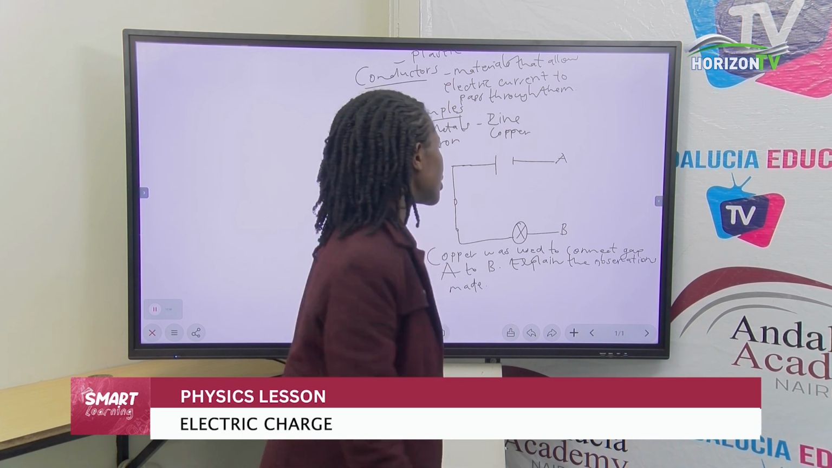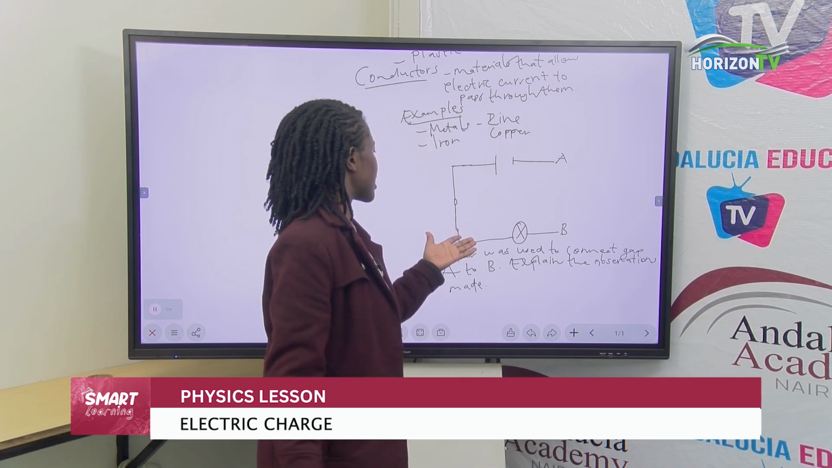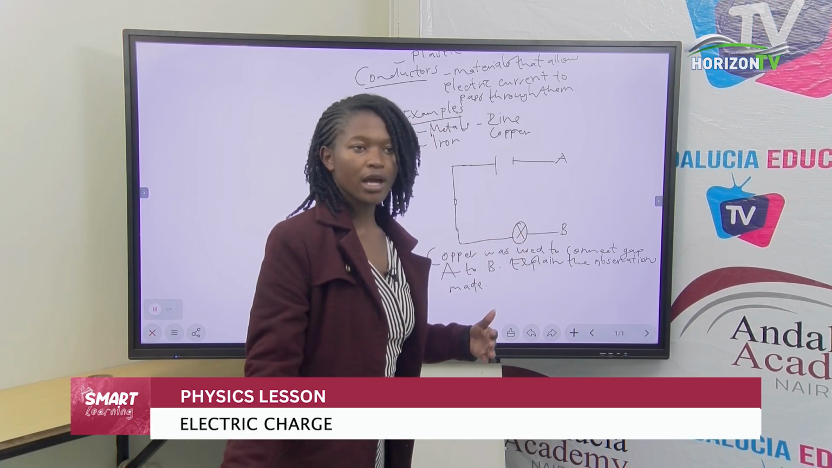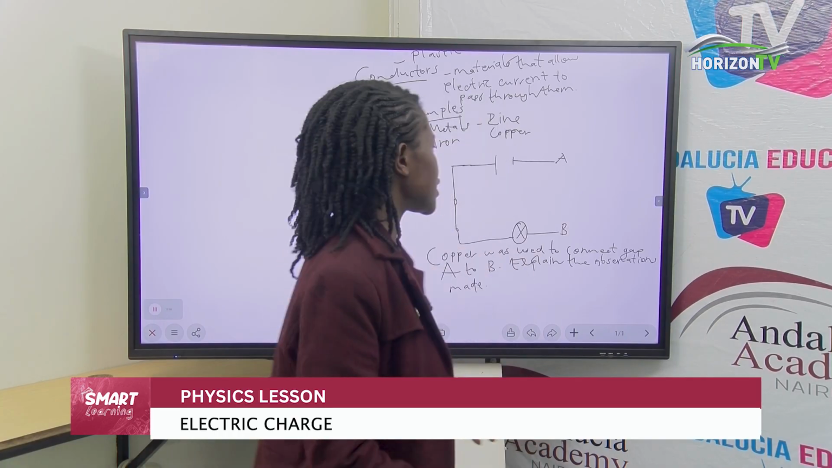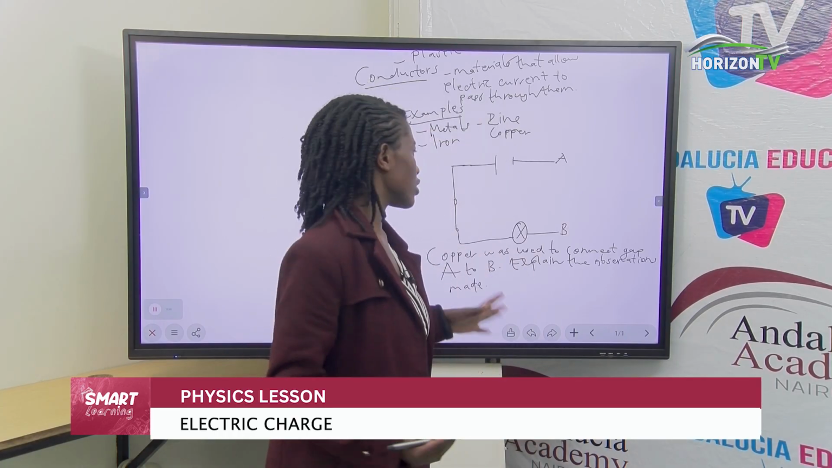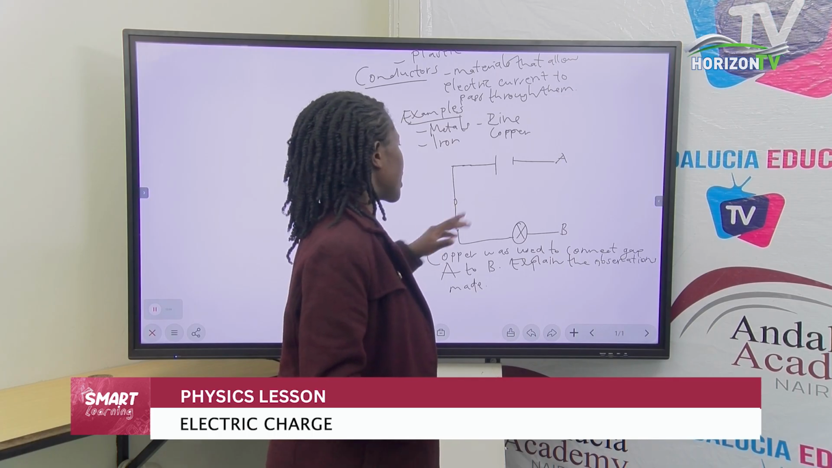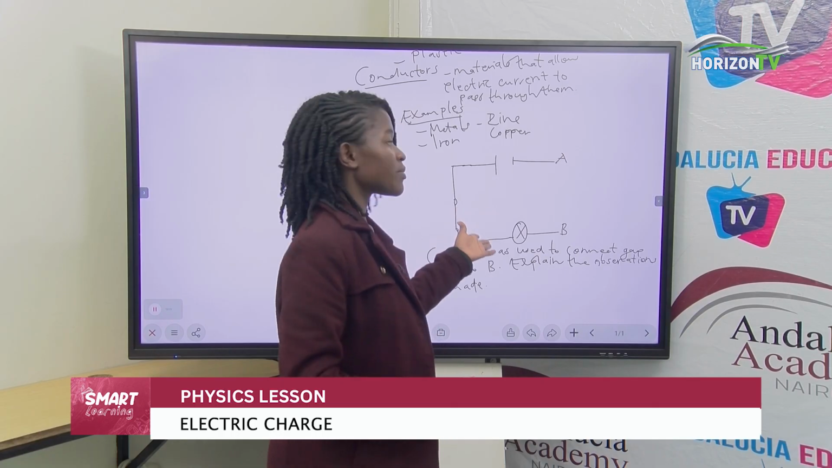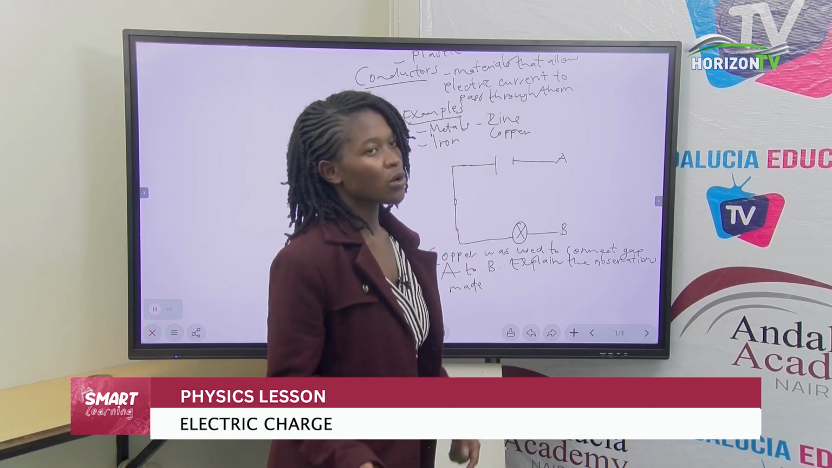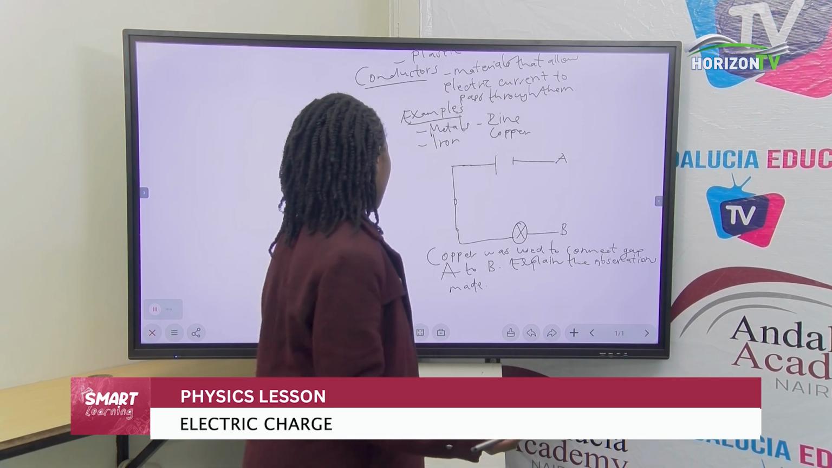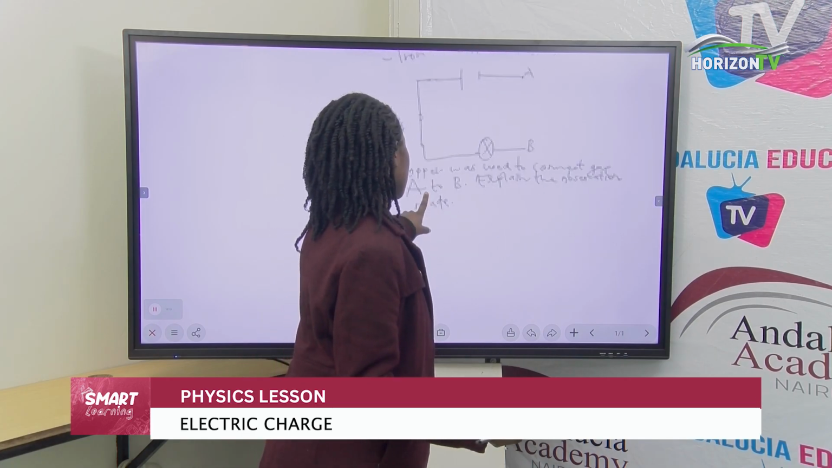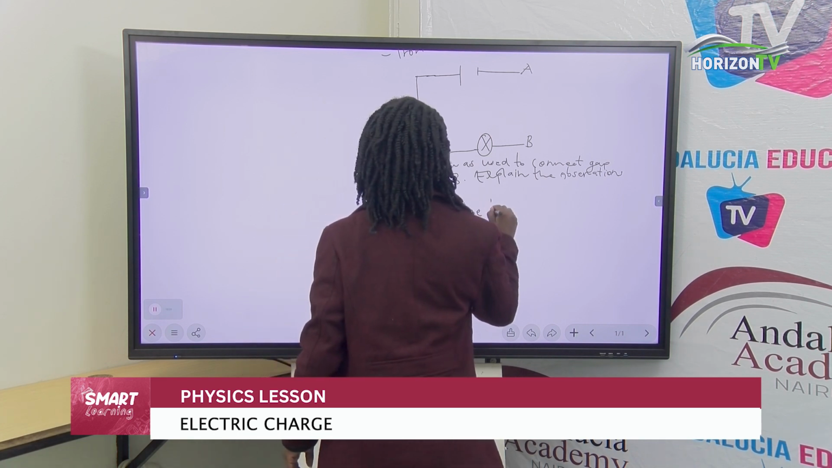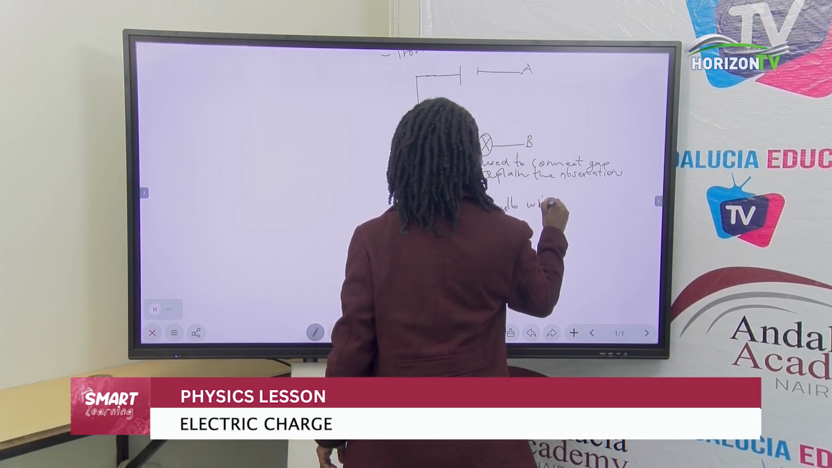So copper is used to connect gap A to B. Explain your observation. The observation to be made concerns the bulb. We all know the work of the bulb is to give us light. When copper is connected here, we all know copper is a good conductor of electricity, so we expect the bulb to glow. Why will the bulb glow? Because copper is a good conductor of electricity and it completes the circuit.